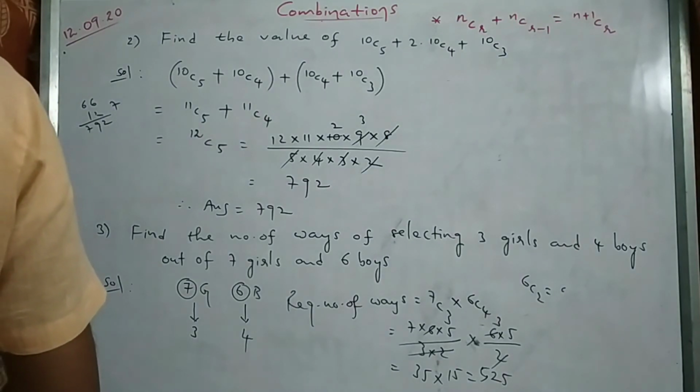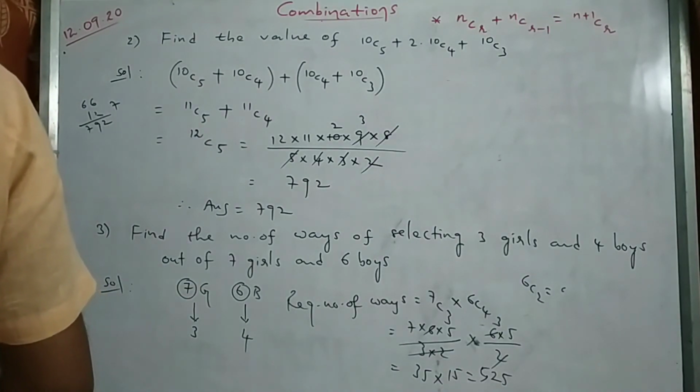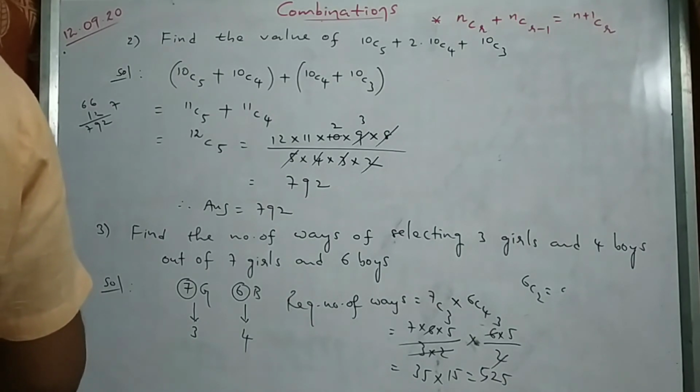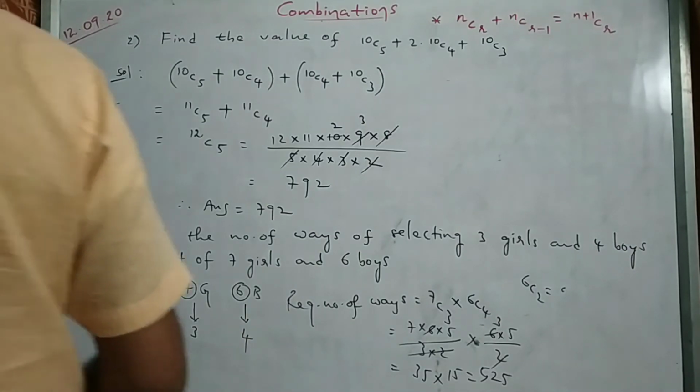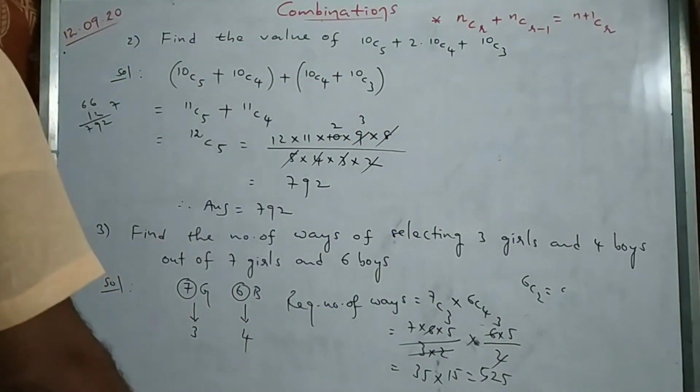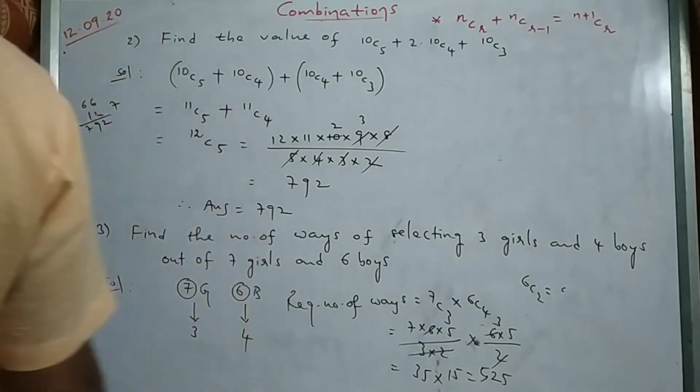7C3. Sorry. 4 boys and 3 girls. 7 girls and 6 boys. 3 girls and 3 boys. Oh, sorry. Then no problem. Required number is 525.